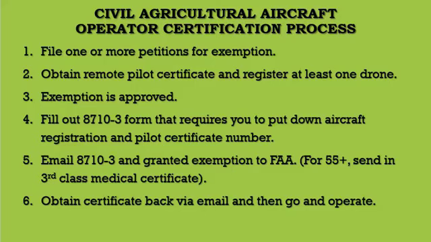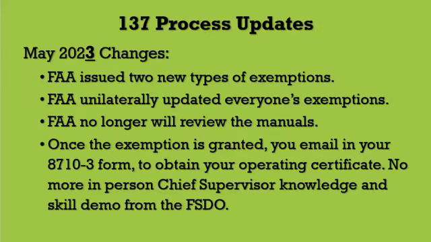Now, what does the overall process look like in order to obtain a civil agricultural aircraft operating certificate? First, you file one or more petitions for exemption. Two, you obtain a remote pilot certificate and register at least one drone. Three, the exemption has to be approved. And then four, you fill out the 8710-3 form that requires you to put down aircraft registration and pilot certificate number. You email in that completed form, the granted exemption, also your third-class medical certificate and remote pilot certificate to the FAA. And then they're going to send back your operating certificate via email. And that's the overall view here.